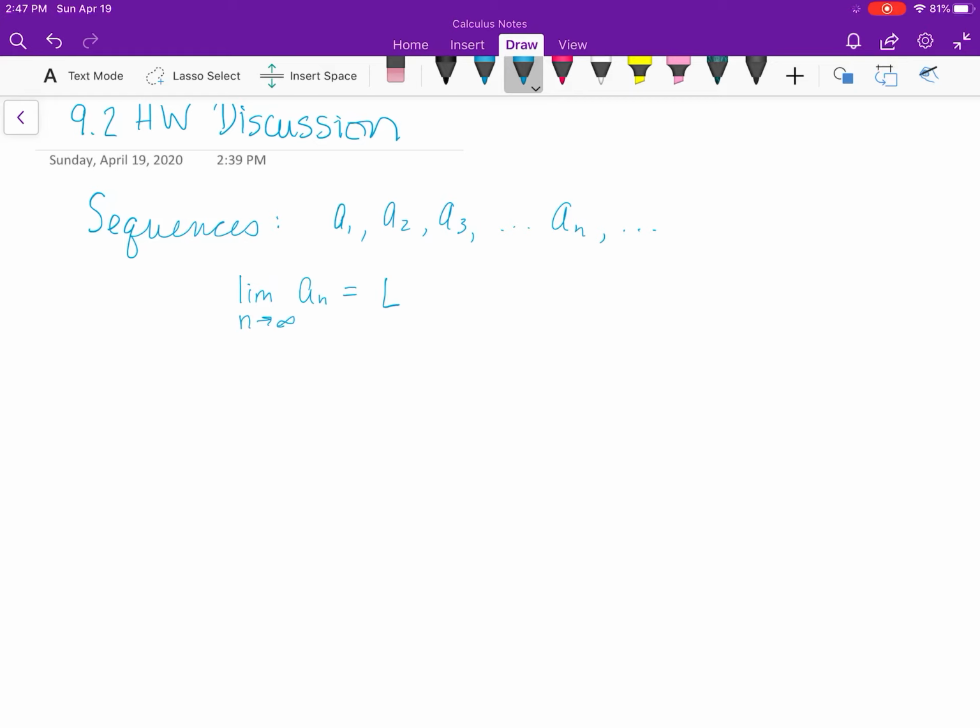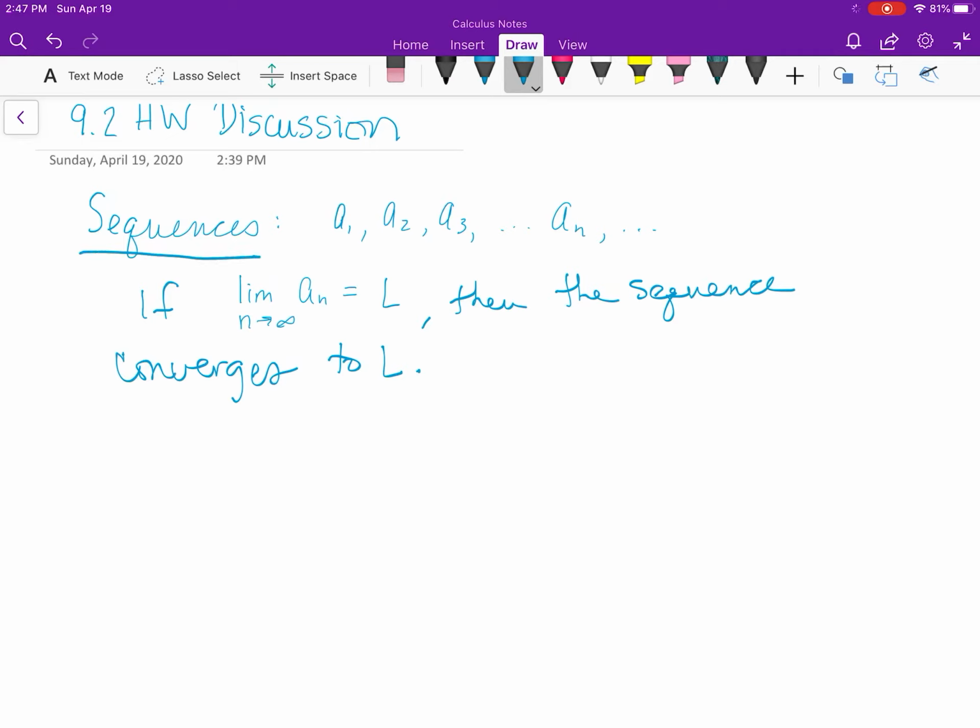What we found is that if we look at the limit as n goes to infinity of the nth term and it equals some number, that means that is what this sequence is approaching, and it is converging to that number. So we could say if the limit of the nth term equals some L, then the sequence converges to L. That was for sequences.